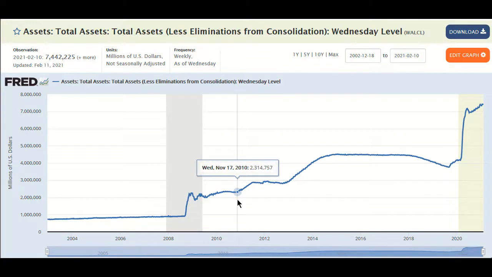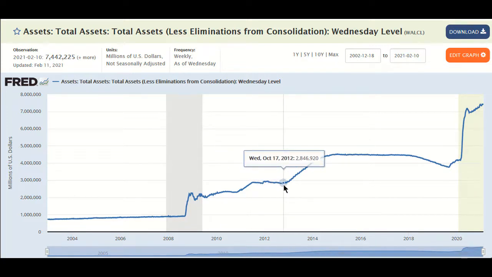Then in November of 2010, the Fed announced it was purchasing $600 billion in Treasury securities. Again, to help out the markets, add liquidity, and keep interest rates low. And there we have it, a jump up of about 600 billion, not quite a $1 trillion jump. And we flattened out for a while.